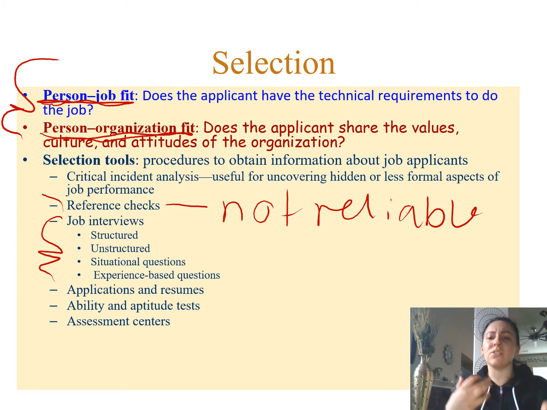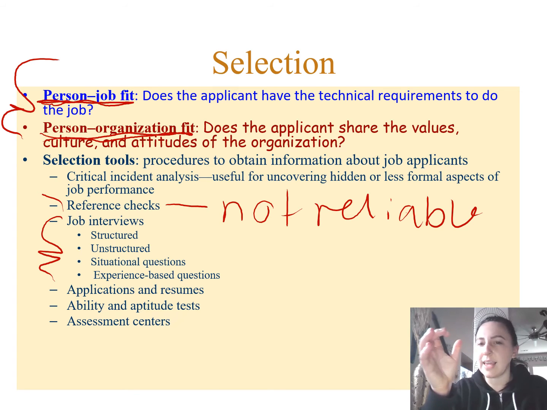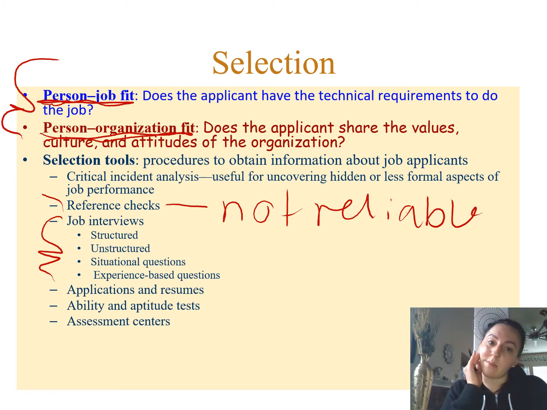And it's almost like they're just having a conversation, okay? They're just kind of getting to know the applicant. And unstructured interviews are actually really good if you're an organization that cares mostly about organization fit. Okay, structured interviews are really good if you care a lot about person-job fit, if you need to know that they have the technical requirements to do this job. Okay, so there's that. All right, so let's look at some different types of questions.